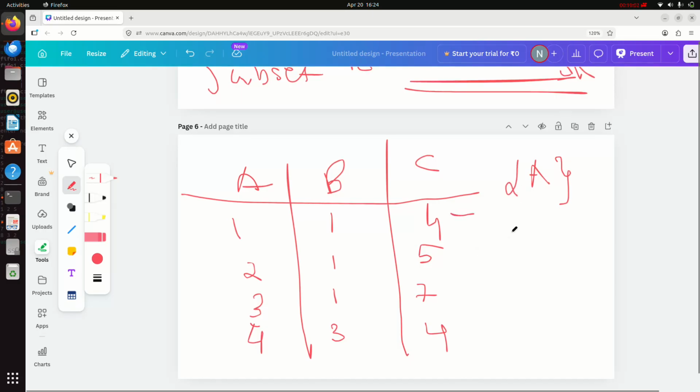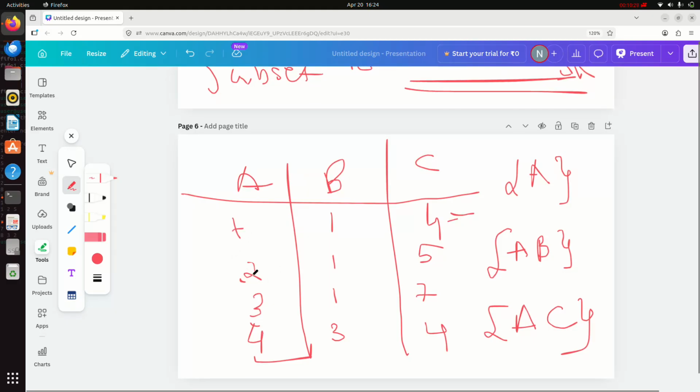Now A comma B can be a super key, because 1 1, 2 1, 3 1, 4 3 are unique. Now AC can be a super key too: 1 4, 2 5, 3 7, 4 4. Is 1 4 repeated anywhere? No. 2 5? No. 3 7? No. 4 4? No. It can uniquely identify this relation. So these are the super keys.